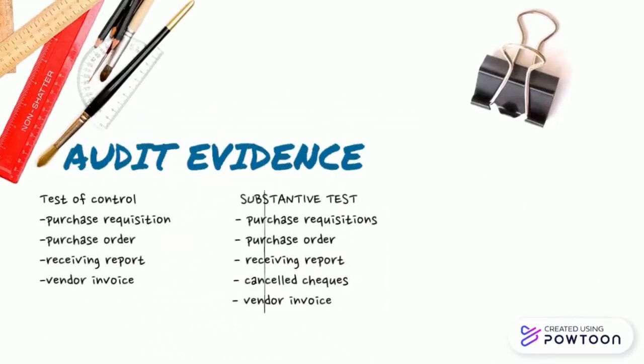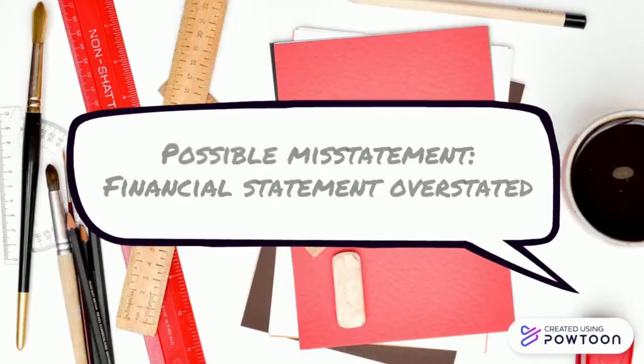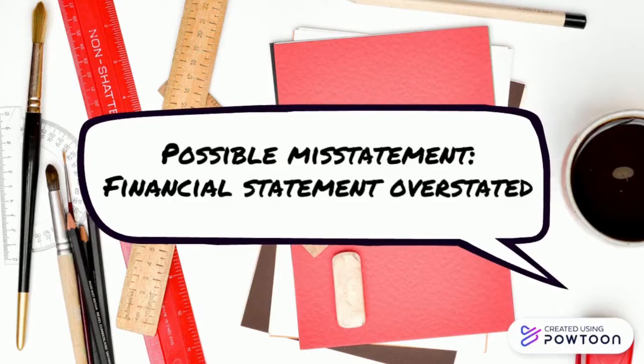Moreover, the audit evidence for test of control are purchase requisition, purchase order, receiving report, and vendor invoice. For substantive test is purchase requisition, purchase order, receiving report, canceled checks, and vendor invoice. Last, for the possible misstatement is the financial statement overstated.